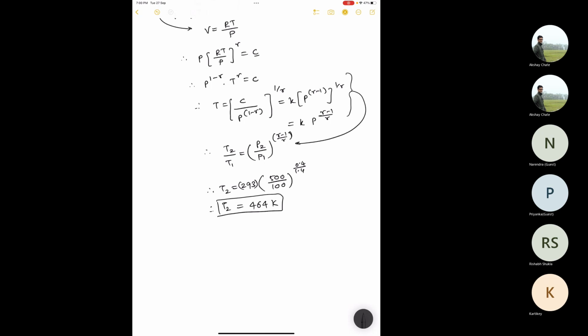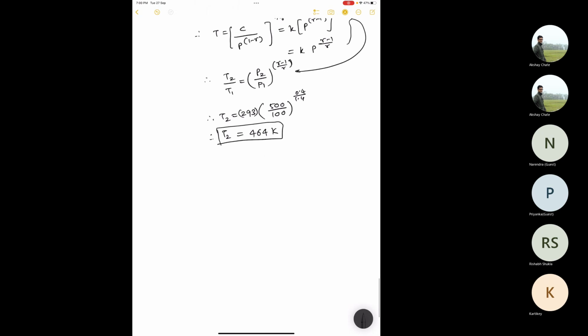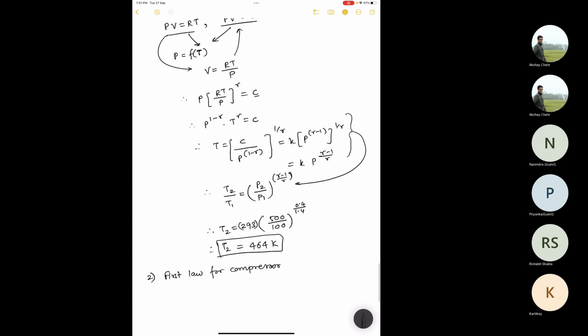This is the answer for the first part. The second part is, you need to find the work done required. So basically, you can write the first law for the compressor, and I think there is no heat transfer.